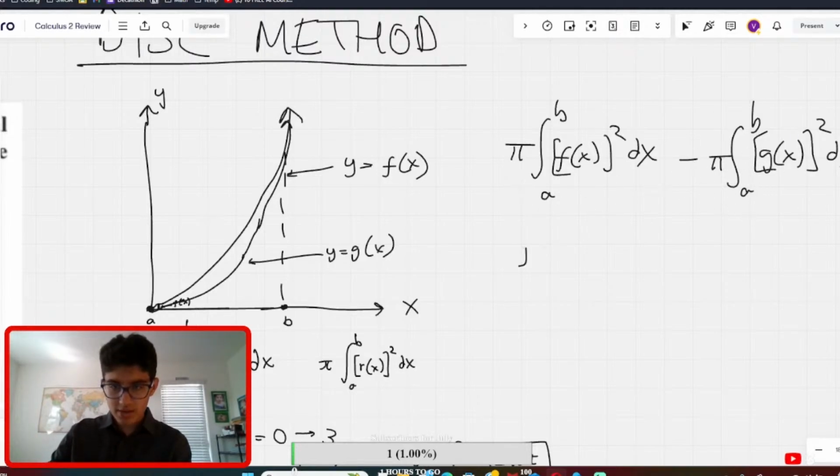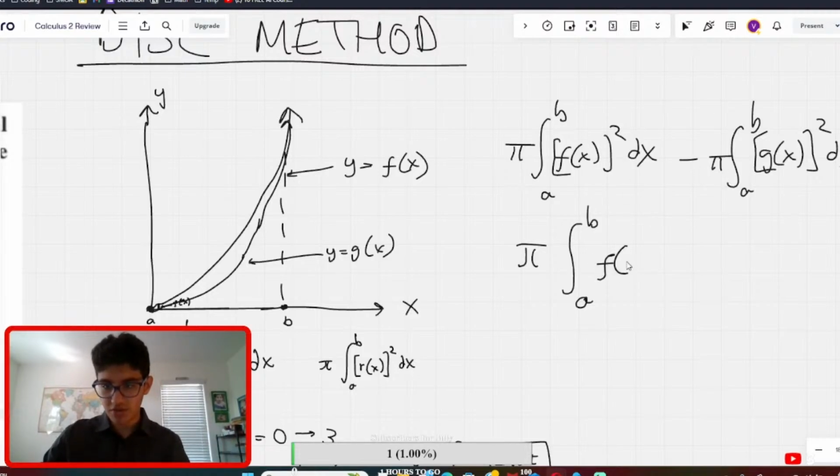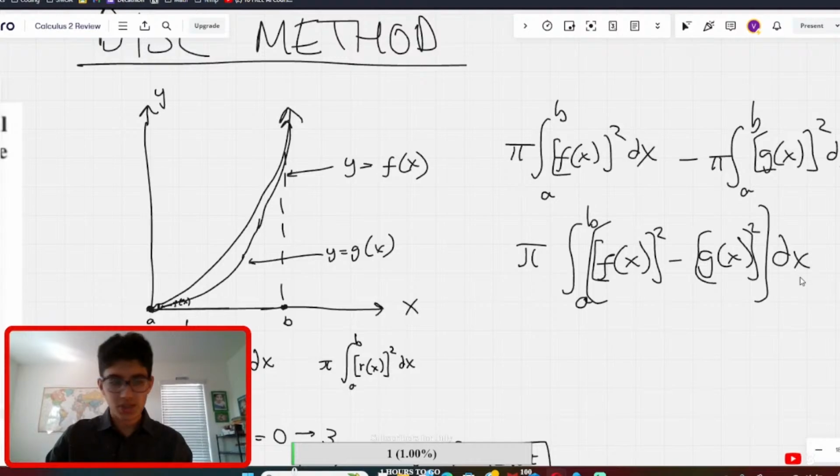We've also got a pi, so we can just take the pi out. We get this a to b, and we can move these all under one, make them all one integrand. So it becomes f of x squared minus g of x squared. Wait, I should have put this, g of x squared, all inside, and then dx.